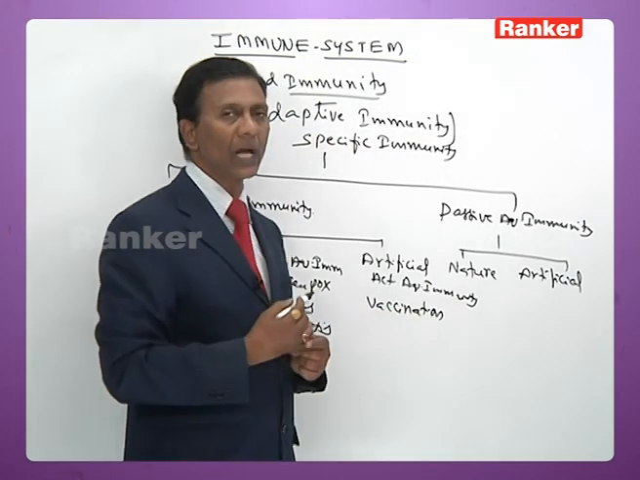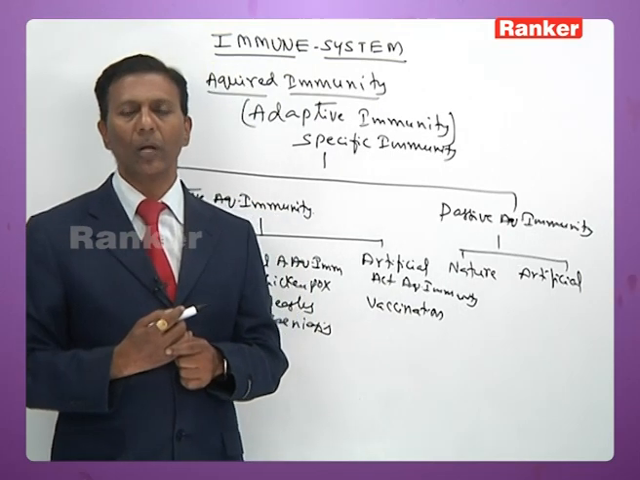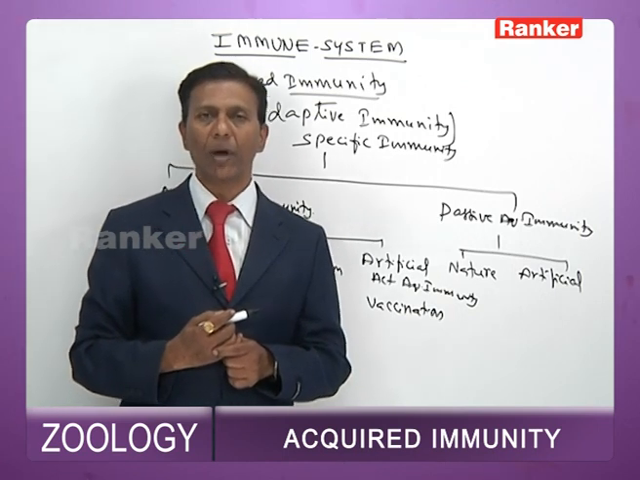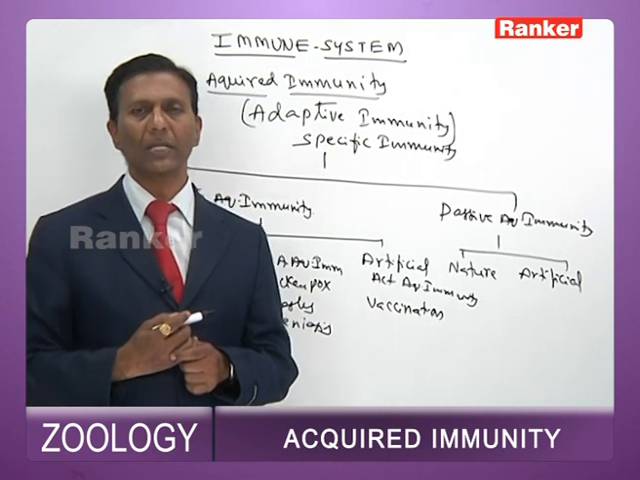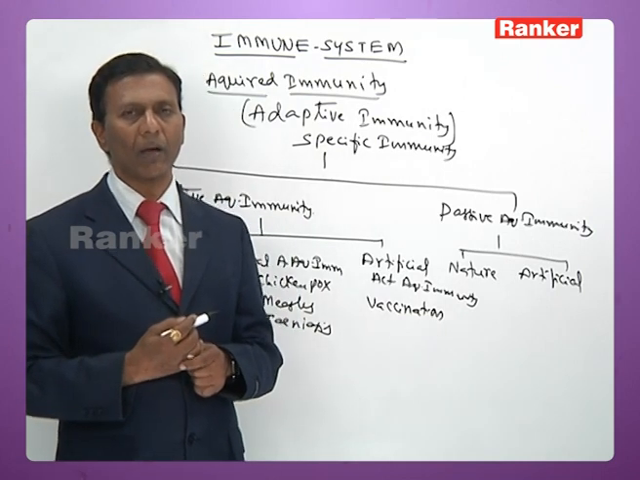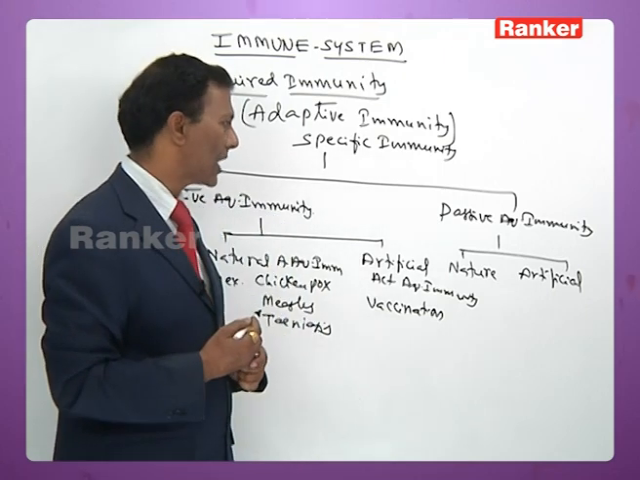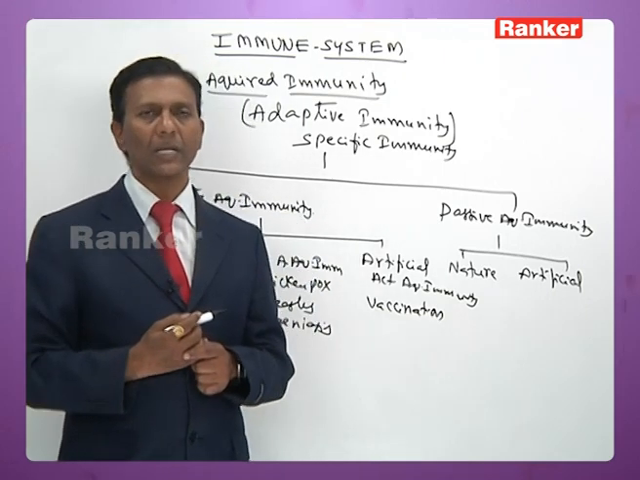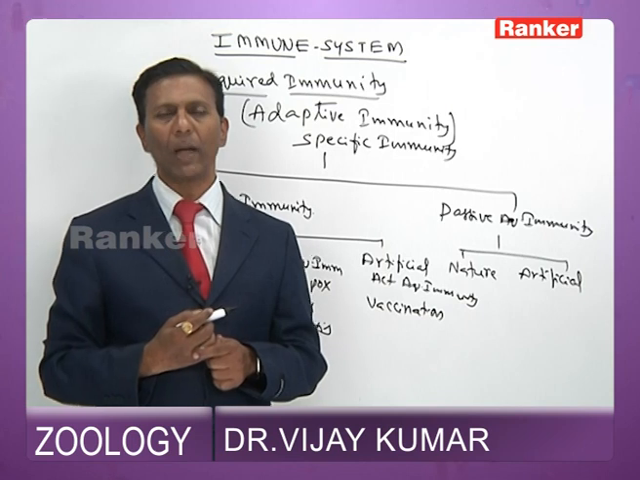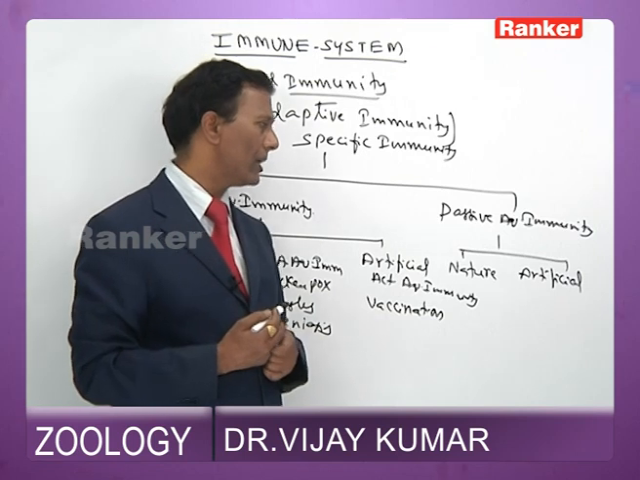Natural passive acquired immunity: transfer of antibodies from mother to fetus through the placenta, or mother to infant through milk, can be called natural passive acquired immunity. Mostly IgA antibodies are transferred from mother to infant through milk. And during the gestation period, there will be transfer of IgG and IgM antibodies from mother to fetus through blood. The transfer of antibodies from mother to fetus through the placenta, preferably IgM and IgG antibodies, and from mother to infant while suckling through milk, like IgA antibodies, comes under natural passive acquired immunity.